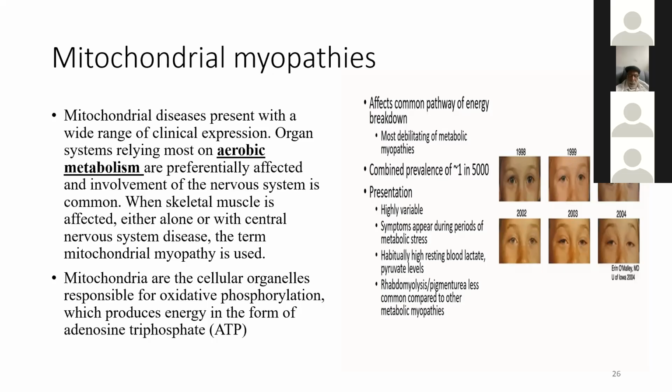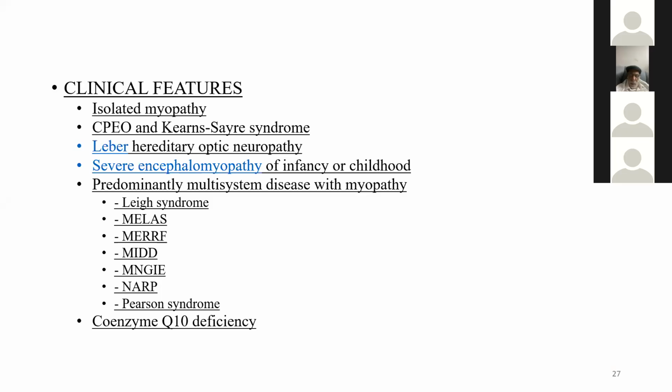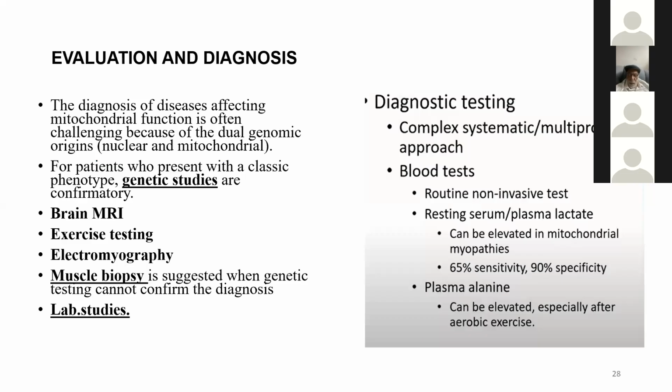The clinical features have many complex names and initials: either isolated myopathy or progressive external ophthalmoplegia or CPEO, Leber hereditary optic neuropathy, severe encephalomyopathy, MELAS, MERRF, MIDD, MNGIE, NARP, Pearson syndrome, coenzyme Q10 deficiencies. Now, the evaluation of metabolic myopathies: we have brain imaging, exercise testing, EEG, lastly, muscle biopsy, genetic studies, lab studies.